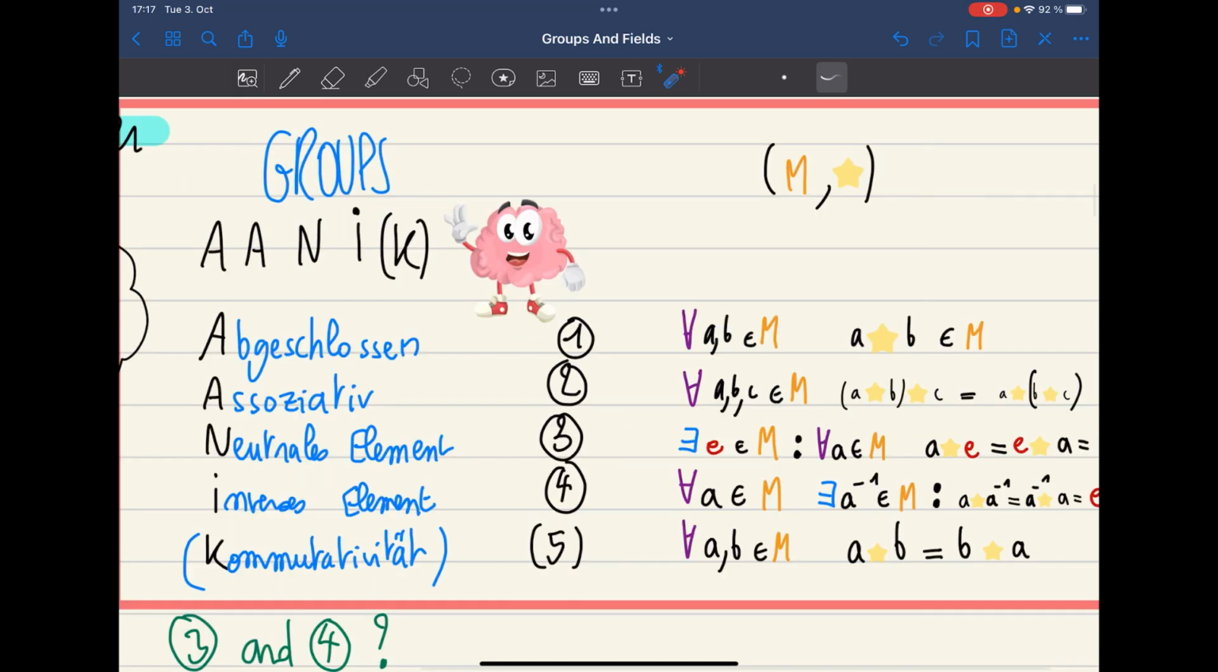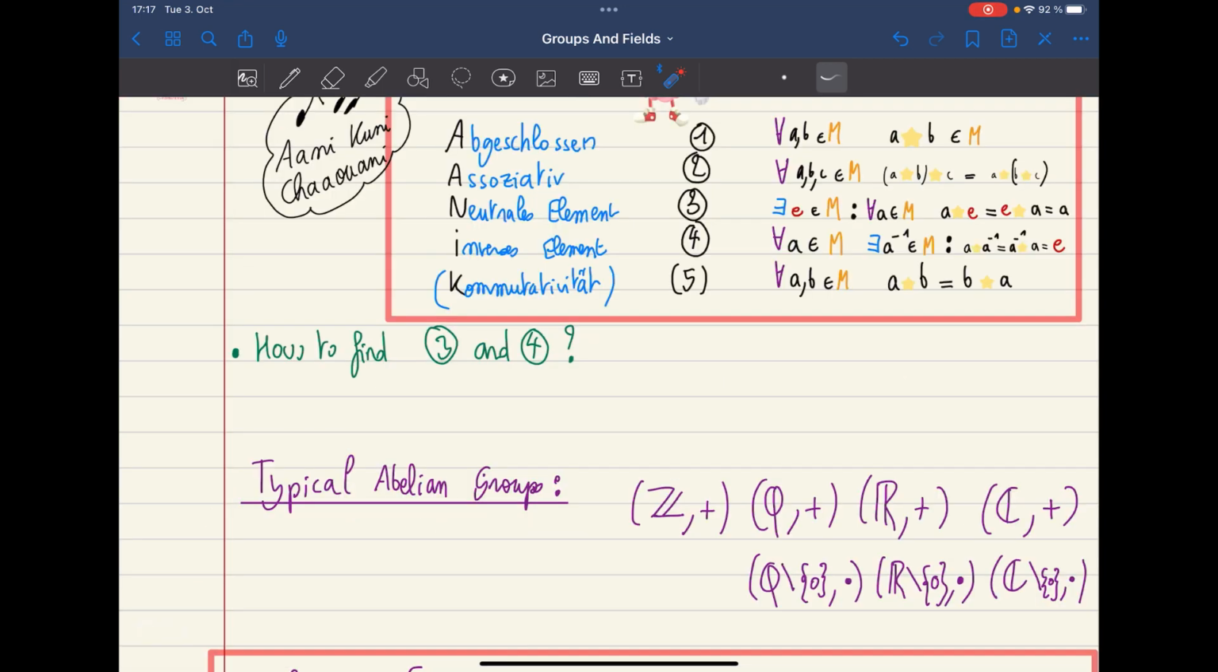Now, commutativity. It's just that A operation B is the same thing as B operation A, and when you have it, the group is called a commutative group, or also called Abelian group. Typical Abelian or commutative groups are the integers with the plus, the rationals with the plus, the reals with the plus, the complex with the plus, the rationals without 0 with the times, the complex without 0 with the times. But not this. Why? We are going to see it in the practice.